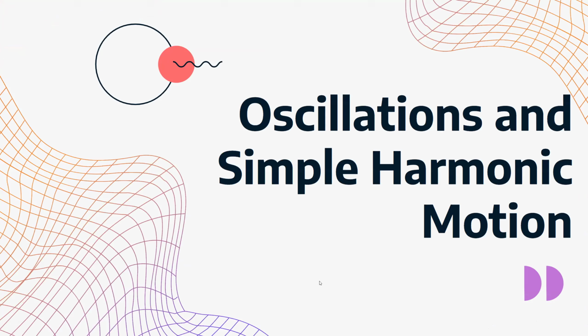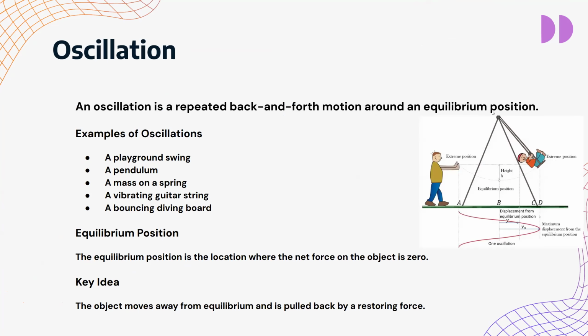Oscillations and simple harmonic motion. We probably won't have time to go in depth on this because I do have a booklet planned, but I can introduce this. An oscillation is a repeated back and forth motion around an equilibrium position. Some examples of oscillators are a pendulum, a playground swing, a mass on a spring.